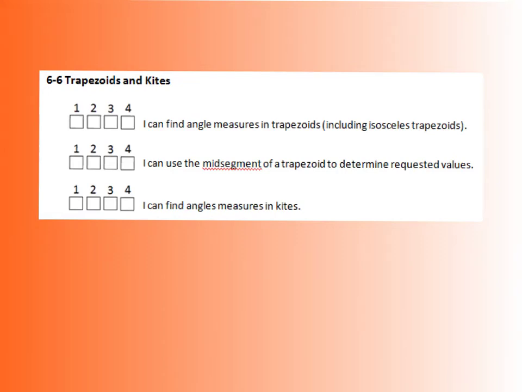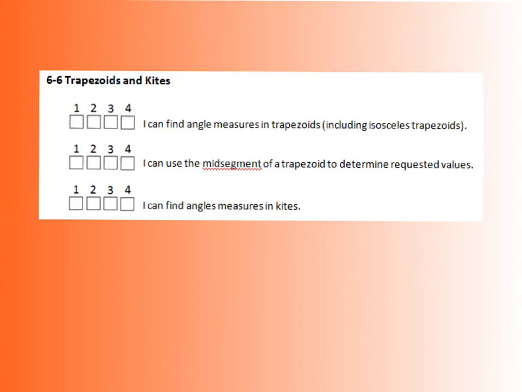This is the video lesson for section 6.6, which is called Trapezoids and Kites. If you look at your objectives here, we've got 3 different objectives. The first one is that you can find angle measures in trapezoids, including isosceles trapezoids, which is a specific type of trapezoid, which we'll discuss on the next slide.